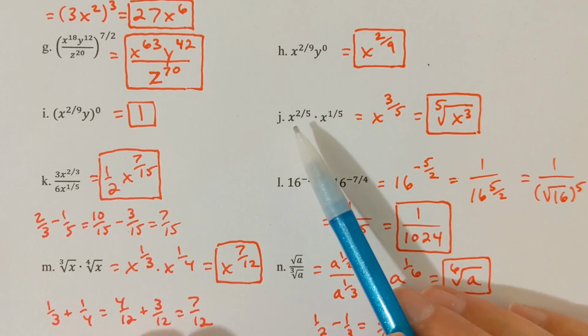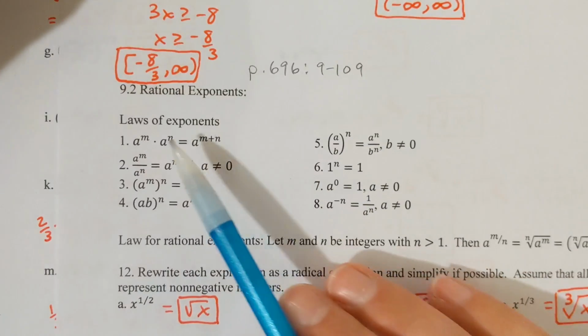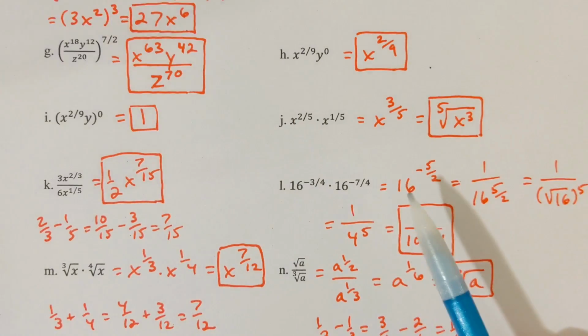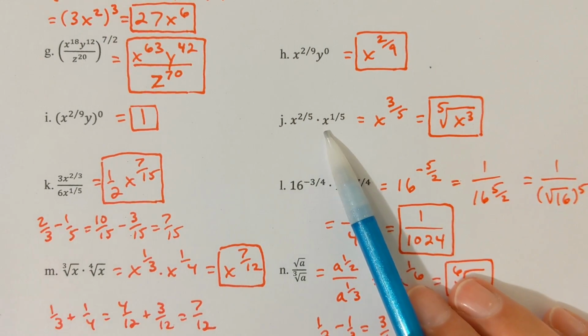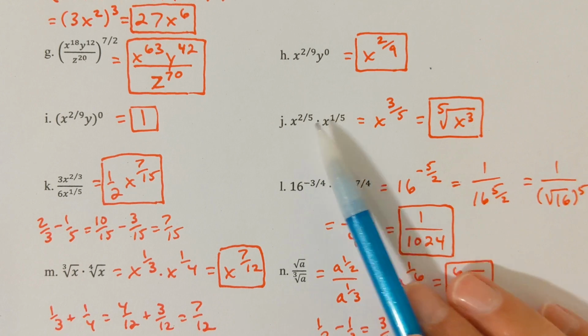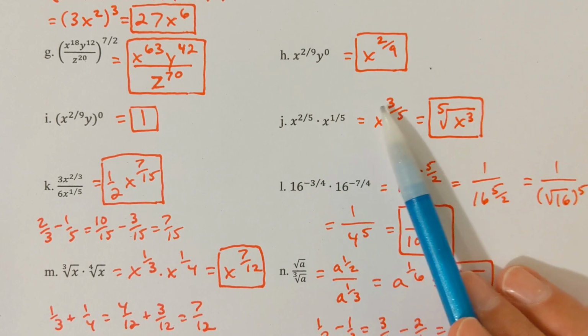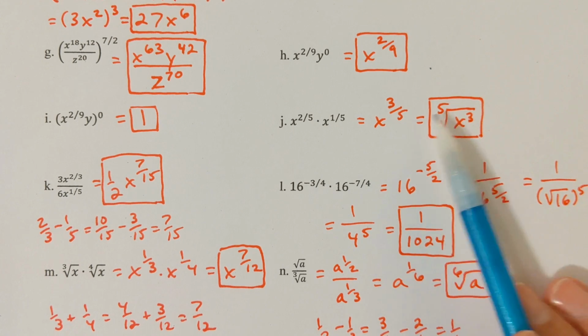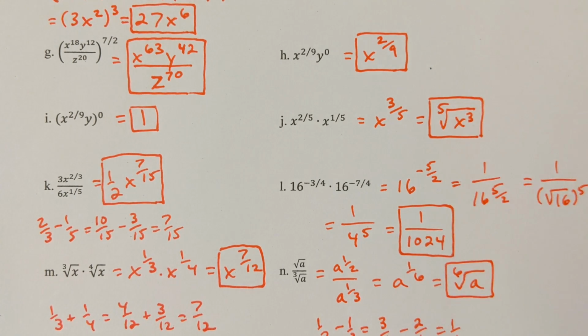Here's another one. Okay, so remember law 1 for our laws. Whenever you're multiplying, you keep the base and add the powers if the base is the same there. So that's what I'm doing here. I'm going to keep x and then add the powers. 2/5 plus 1/5 would be 3/5. X to the 3/5 in a radical form would be the 5th root of x cubed.